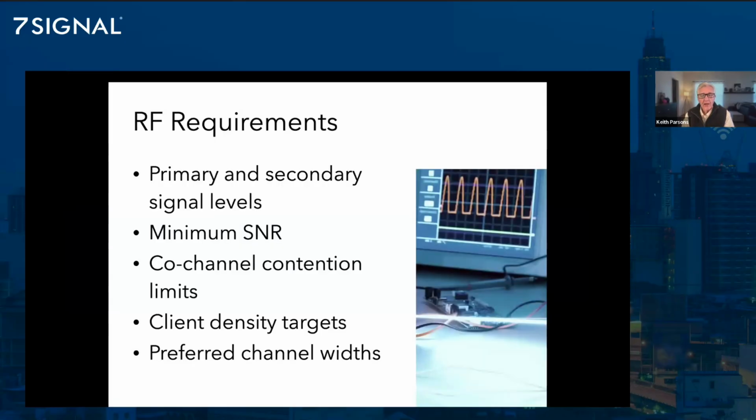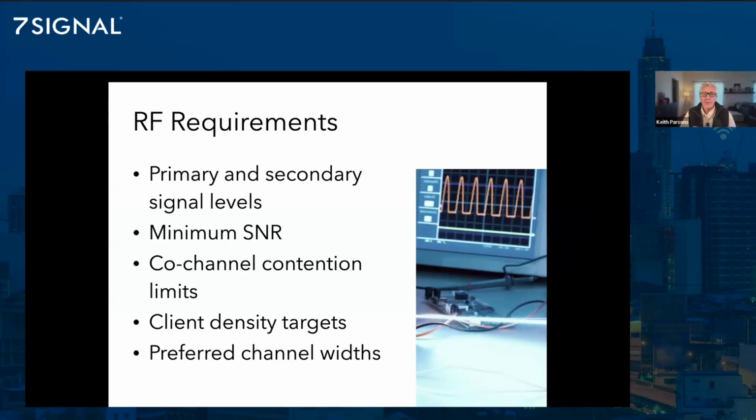When it comes to Wi-Fi, we need those same type of requirements. We're not going to say Cat 7. We're going to say we need primary RSSI, secondary RSSI, some SNR requirement. And the bugaboo that gets a lot of people is you need to define what is co-channel contention for your area and what are you willing to accept, and then design to meet those specific requirements. We also have client density requirements and some silly little things like channel widths.